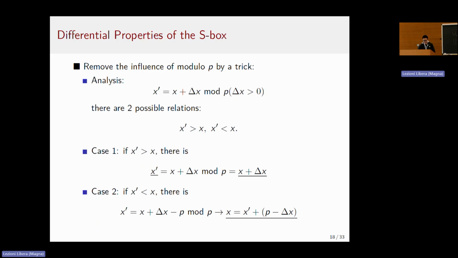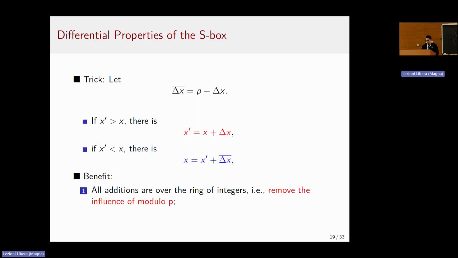The first case is x' is larger than x. In this case, we do not do the modular addition, so x' is just x plus delta x. But if x' is smaller than x, then the modular addition is performed. So we have x' equals x plus delta x minus p. This can be rewritten as x equals x' plus p minus delta x. We can let p minus delta x be delta x bar.